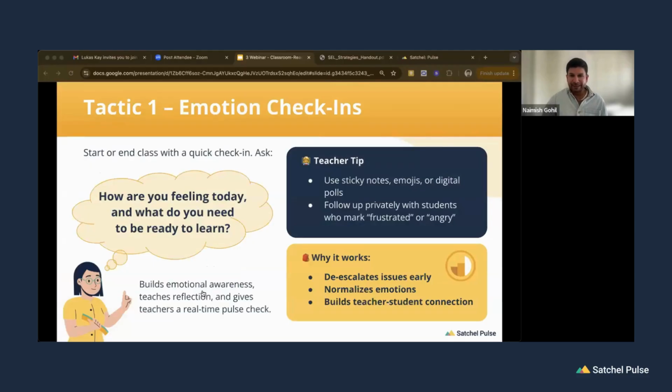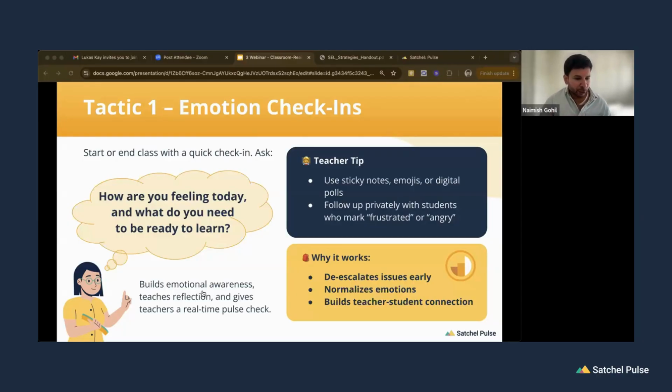So let's look at tactic one. This is a really easy one, emotion check-ins. And you can do this in many different ways. It could simply be a question at the start of the lesson or at the end of the lesson. Something like, how are you feeling today? What do you need to be ready to learn? Asking a simple question like this and getting a pulse of actually how students are feeling can really give you incredible insight into how you can approach the rest of the lesson.